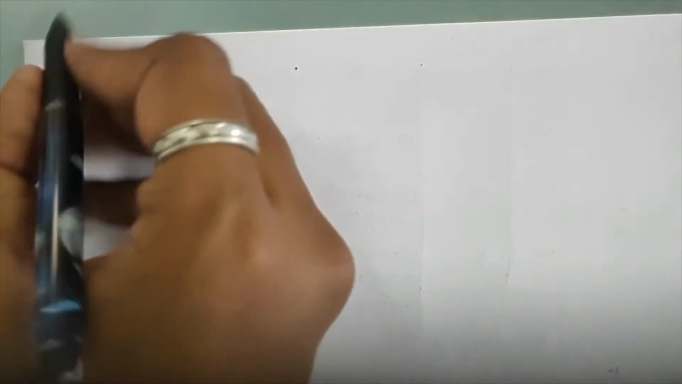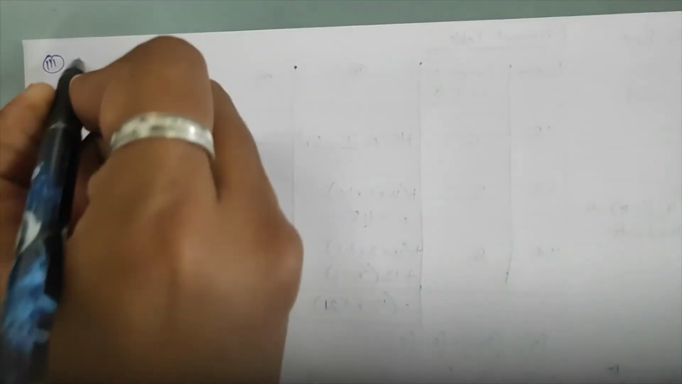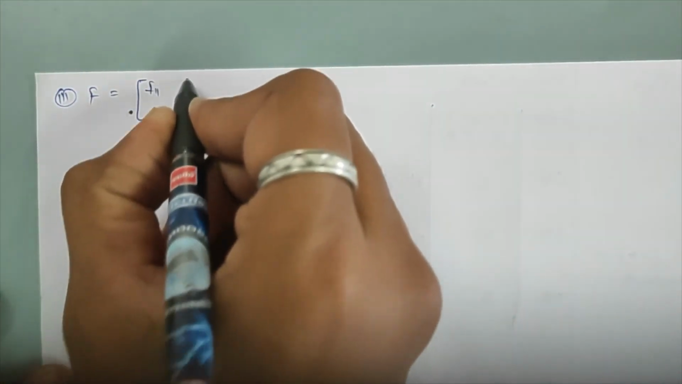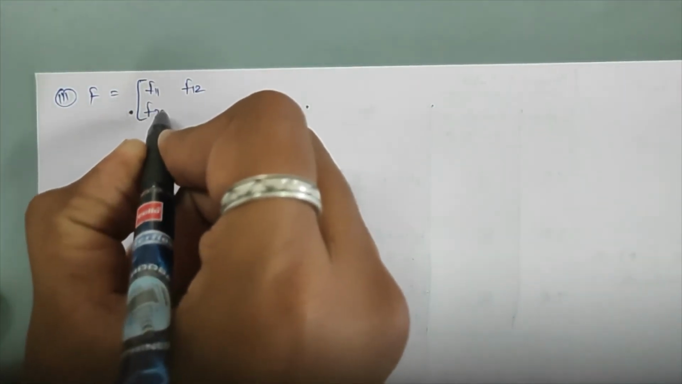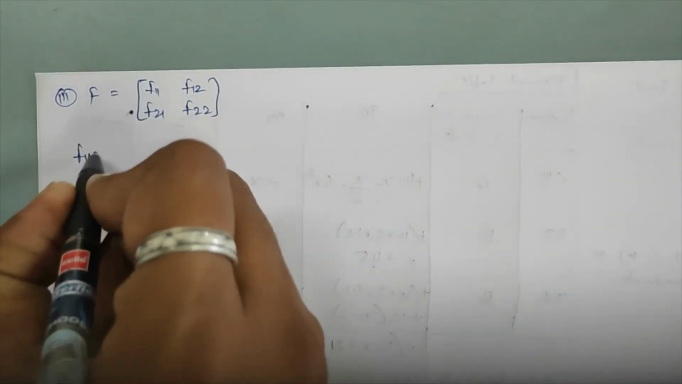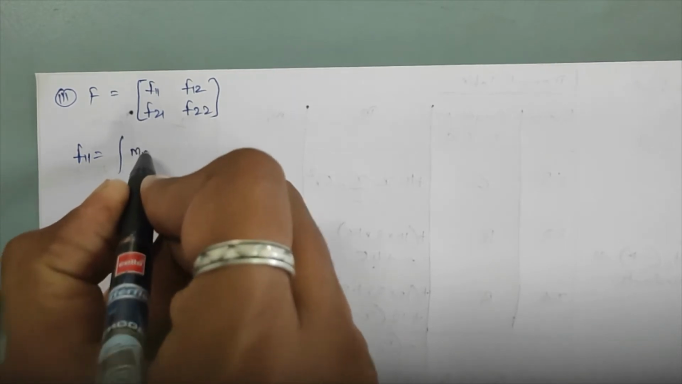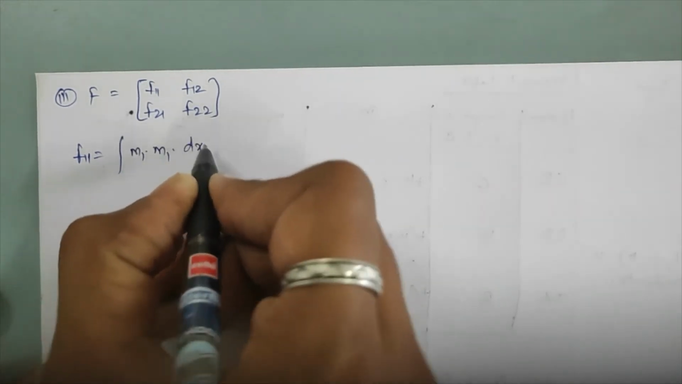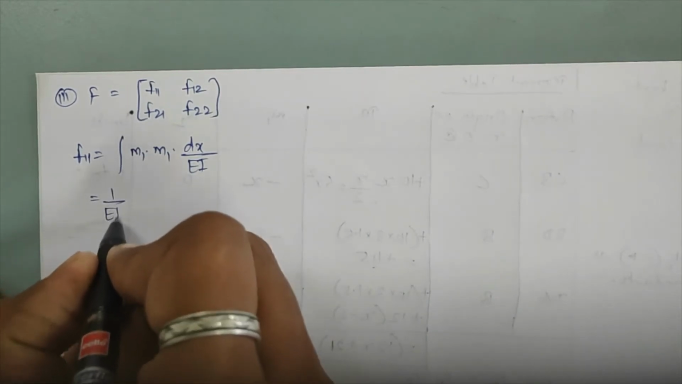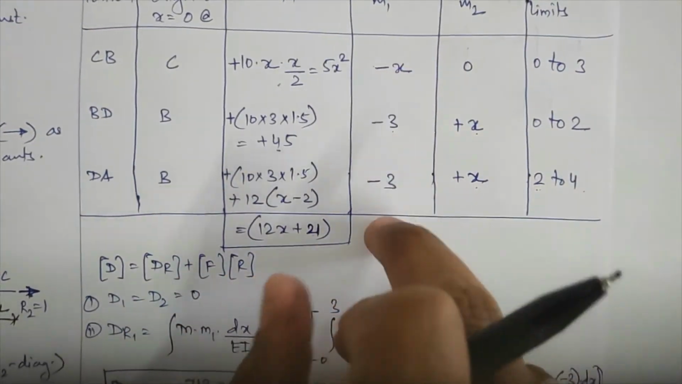Now next we'll move to the flexibility coefficients F. So I am having F11, F12, F21 and F22. I will calculate the first one, that is F11, direct flexibility: integration of M1 into M1 dx upon EI. So 1 upon EI is again constant into integration of M1 into M1. So this term you have to repeat twice over there.